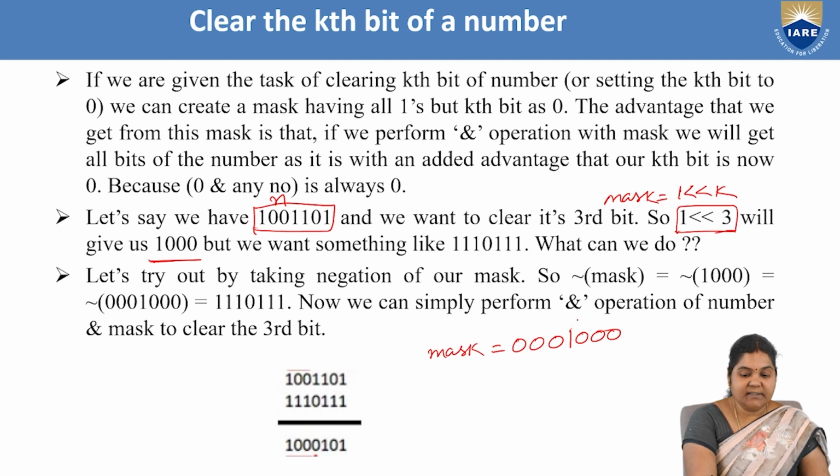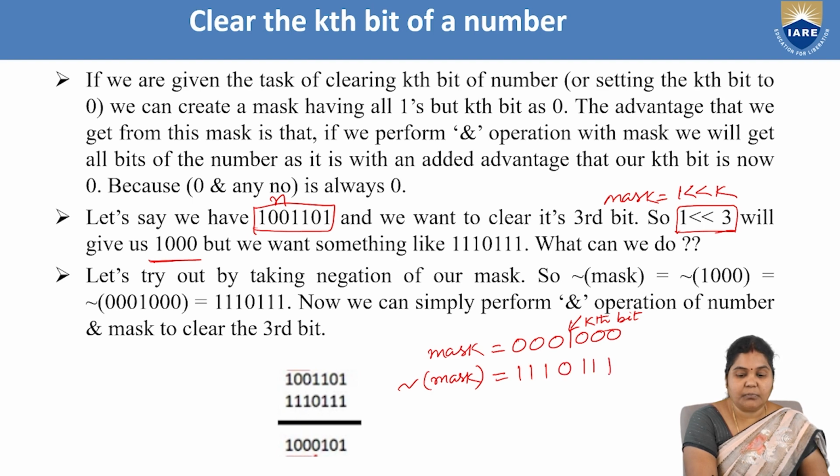But this is our kth bit, and we have to clear this particular bit. So we'll take a negation of this particular mask. If we take the 1's complement of this mask, it will be 1110111. So we have created a 7-bit mask by taking the 1's complement of the original mask.